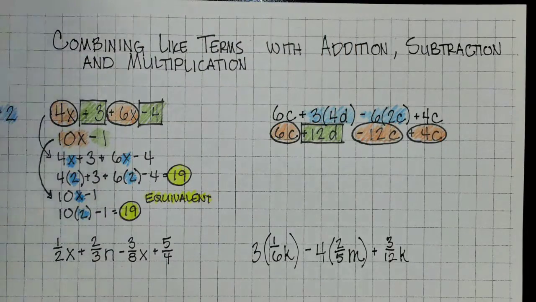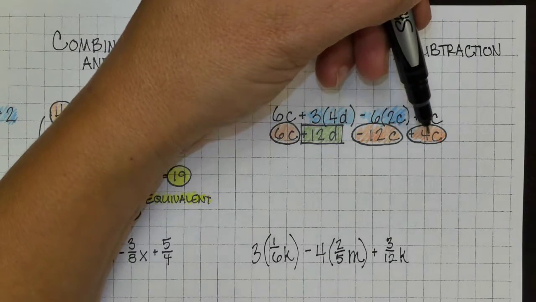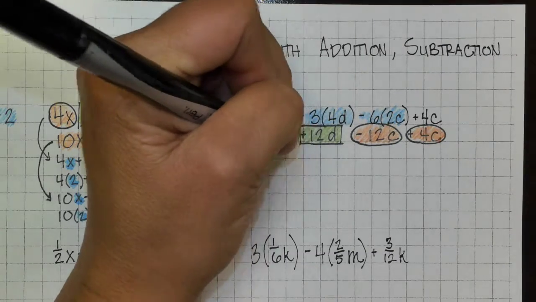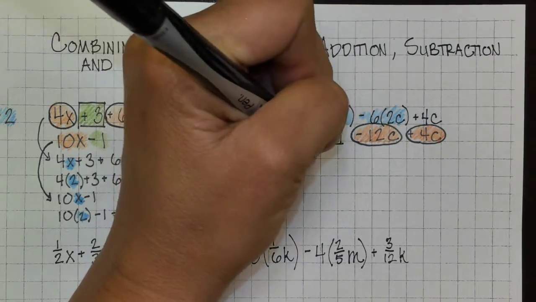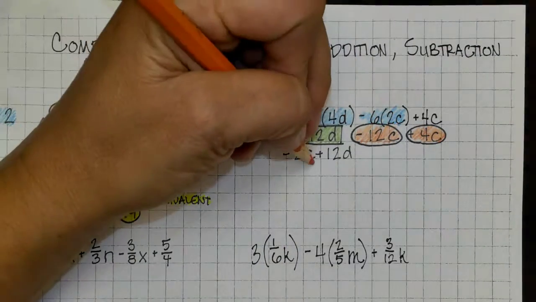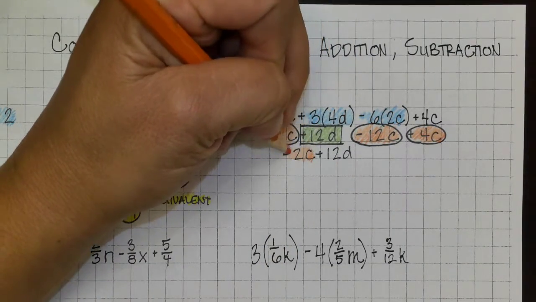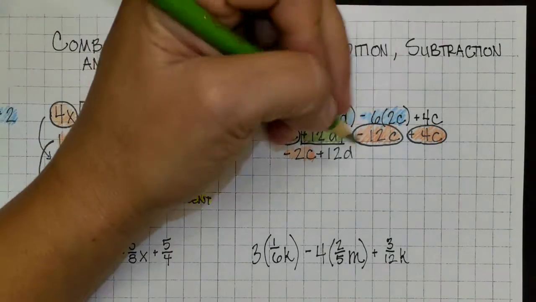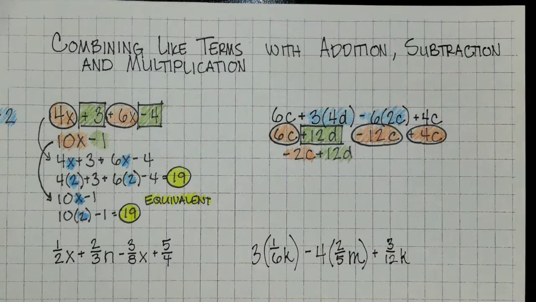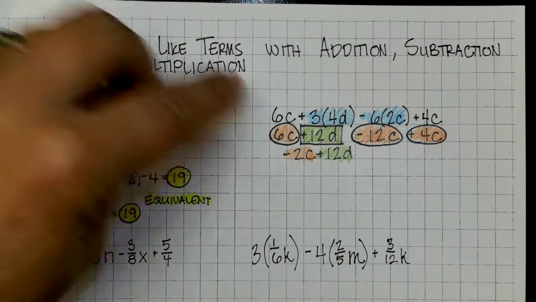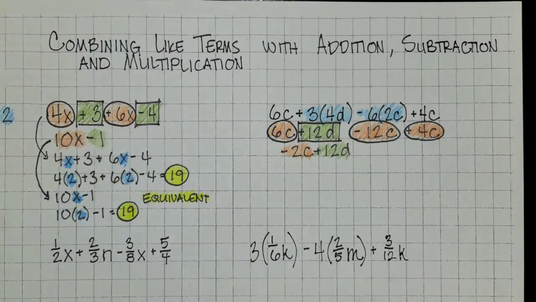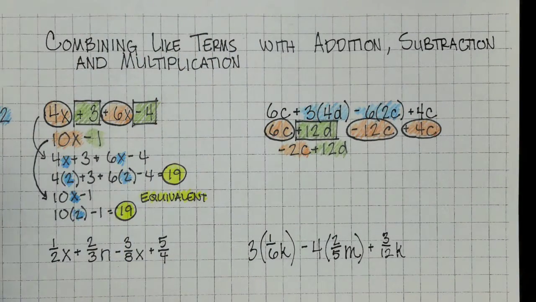And as I combine this, I've got 6C plus 4C is 10, minus 12C is negative 2C, and I still have plus 12D. There's negative 2C, and here's plus 12D. So what we're saying is this and this are equivalent. Now we're going to check that, and so we need to give value.